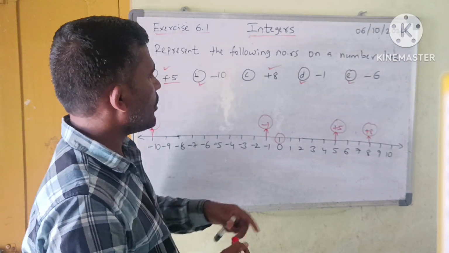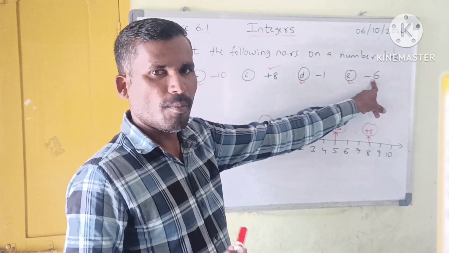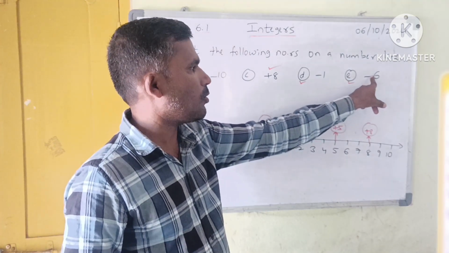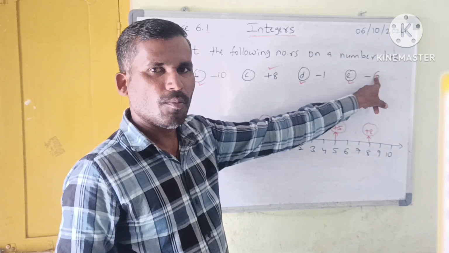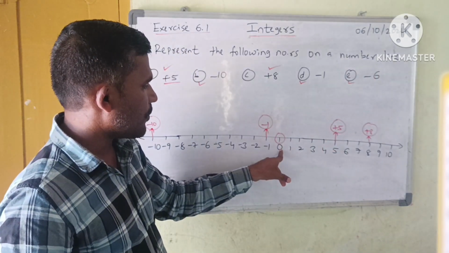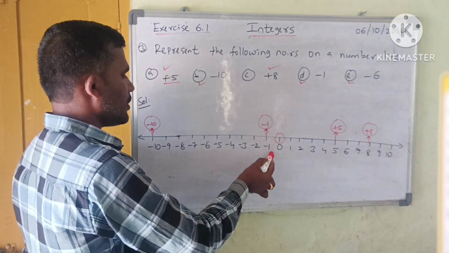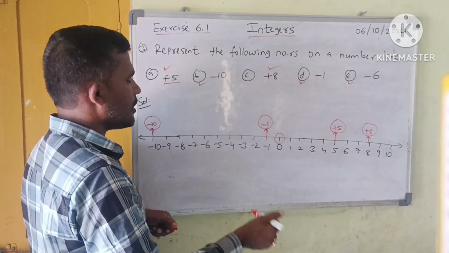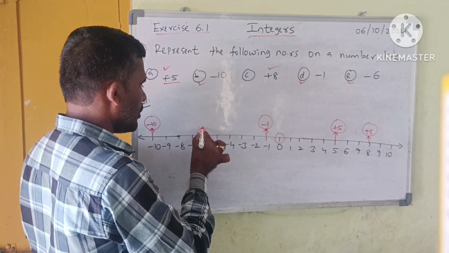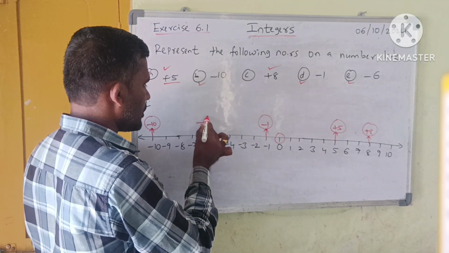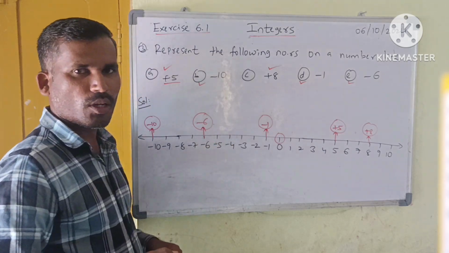Next, the last one, minus 6. Minus 6 or negative of 6. Negative numbers must be on the left side of the 0. So on the left side of the 0 we have minus 6 here. So therefore this is minus 6. Okay.